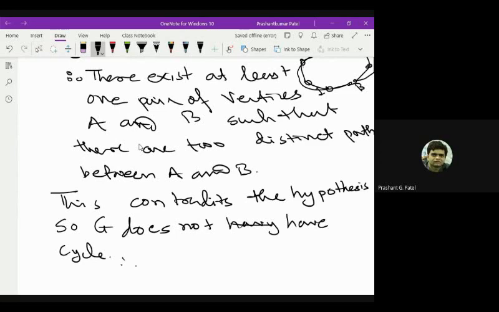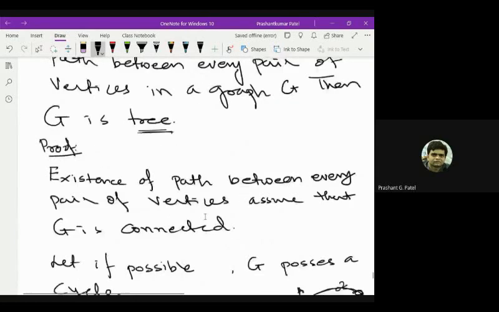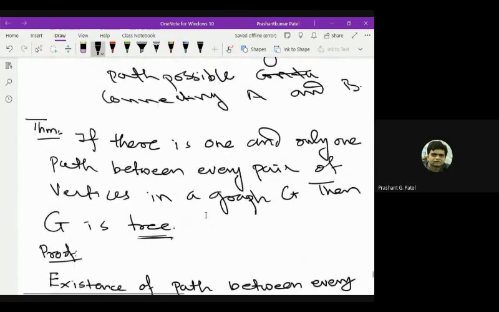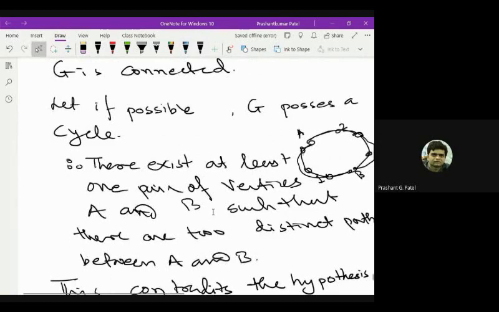Hence G is a tree, because it is connected, which we already showed, and it is acyclic. So ultimately, what we can say is that a graph is a tree if and only if every pair of vertices is connected via one and only one path.